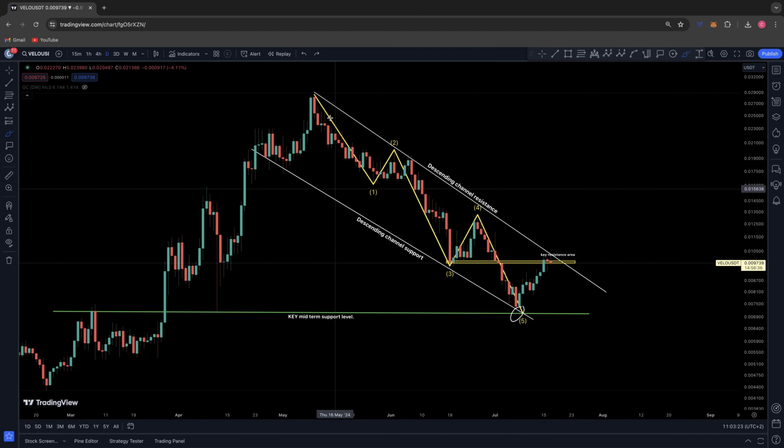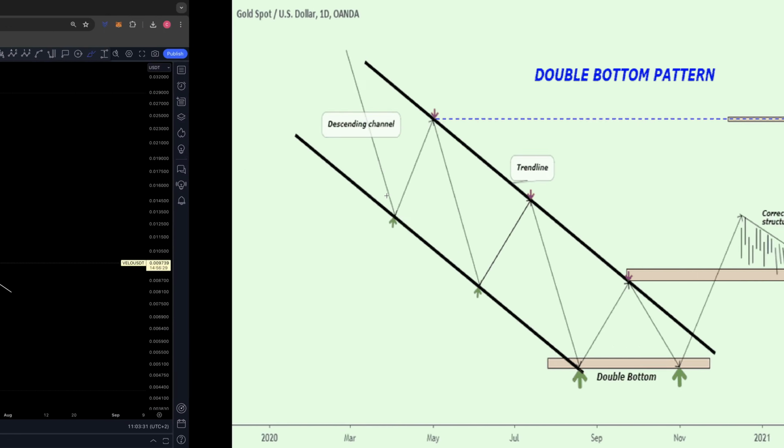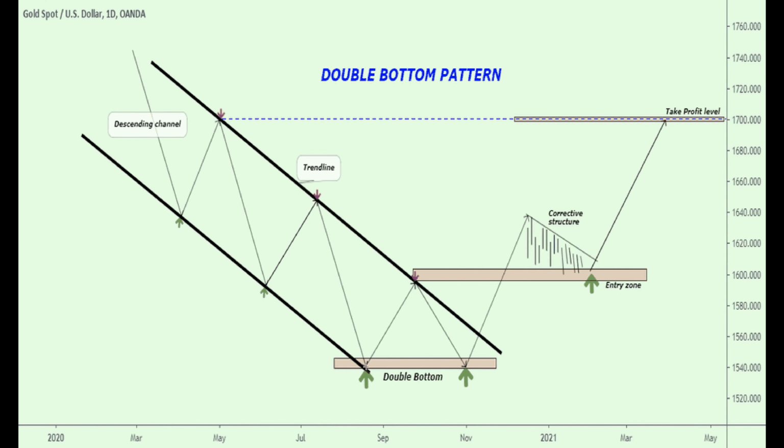Okay, we go back to VELO. You've got wave 1, wave 2, wave 3, wave 4, wave 5. Okay, back down to this midterm support level, and this is where the bottom starts. Now going back to the picture, what we normally see from this first bottom is a rally into resistance. What we've had here from our first bottom is the rally into resistance.